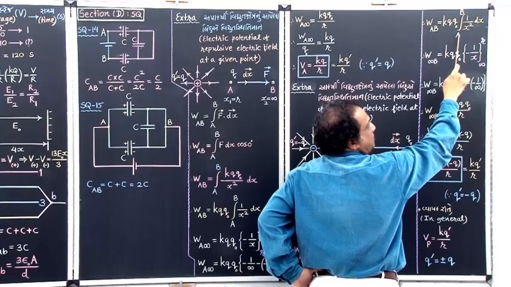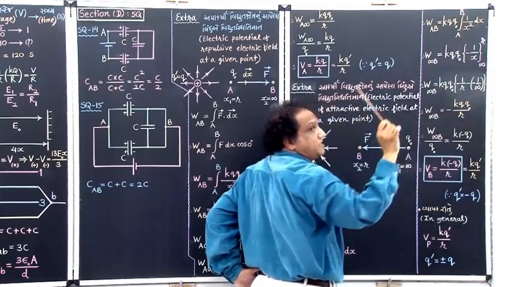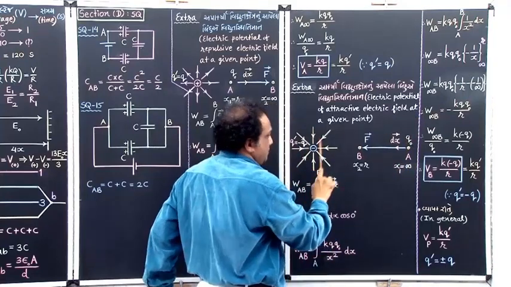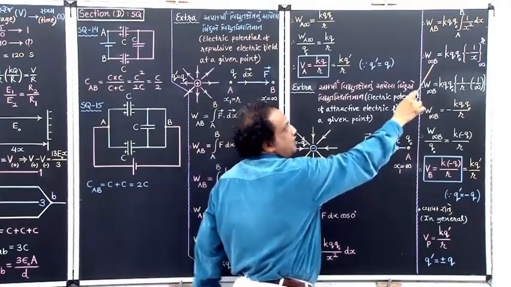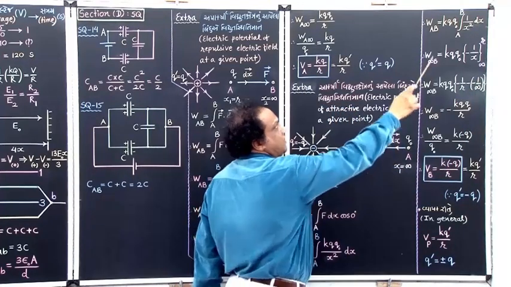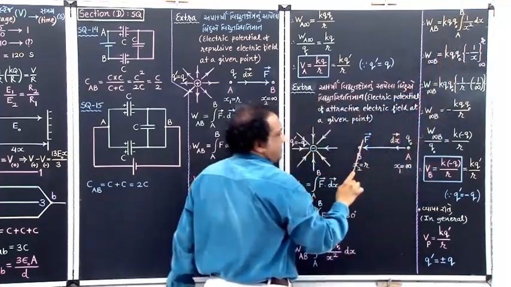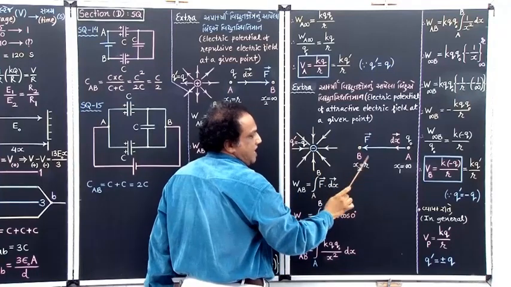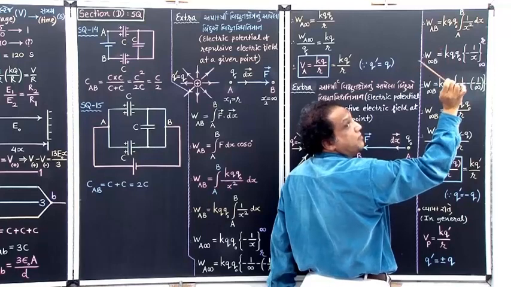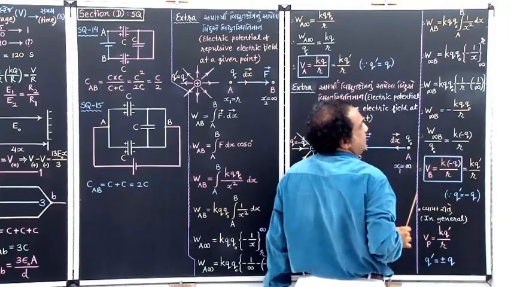And now don't put the points, you put their distances from the source charge. Distance of point A from this source charge is infinity. So in place of A, I am writing infinity as a lower limit. And what is the distance of point B from this source charge? It is r. So in place of B, I am putting small r as the upper limit. Now put up the limits.